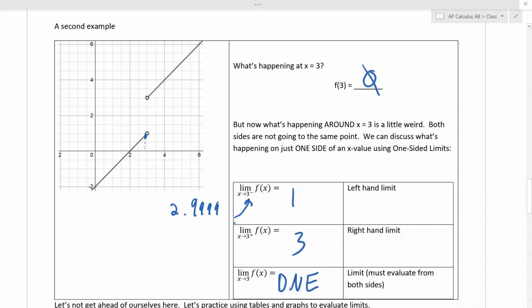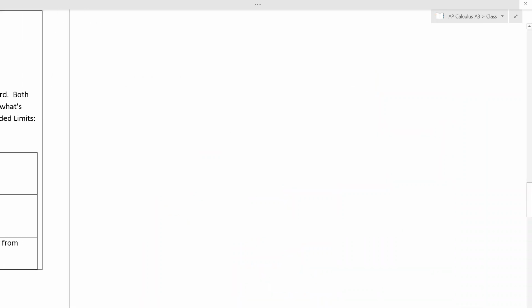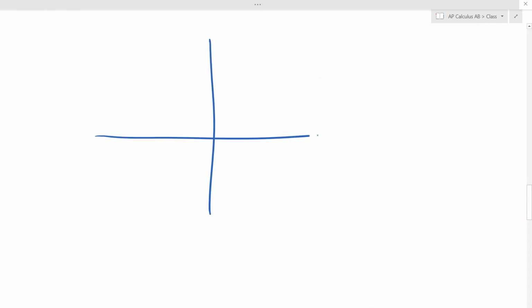That's different than undefined, kids. A function is undefined if there's no point at that x value. A limit will not exist if both sides aren't going to the same place. They're different things.